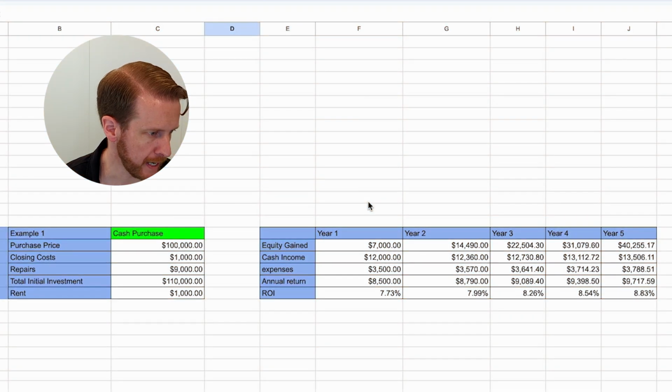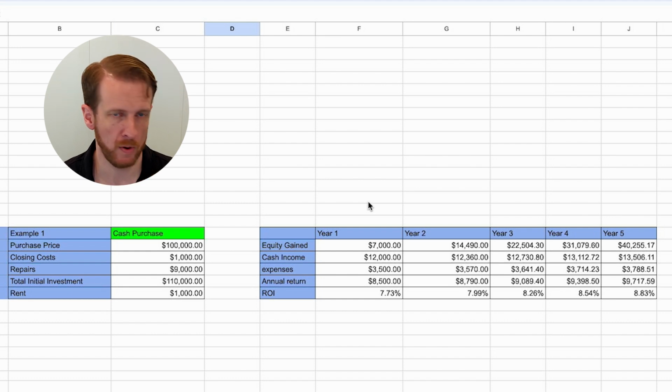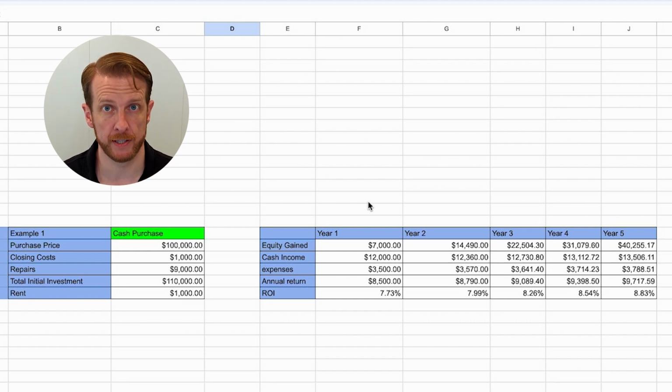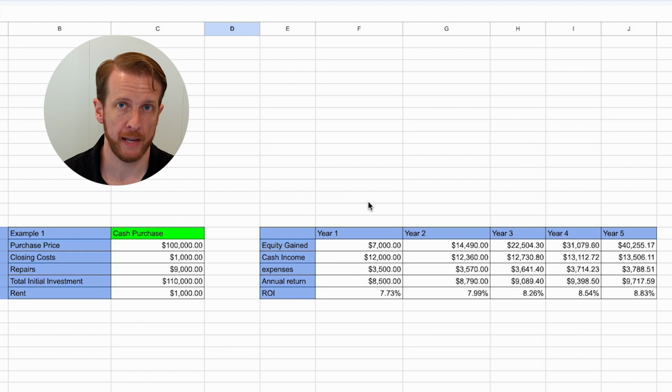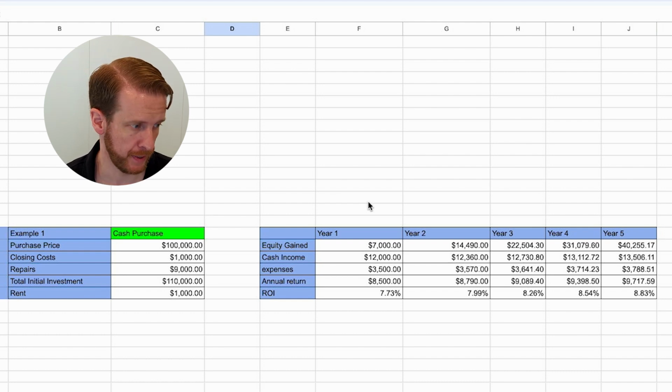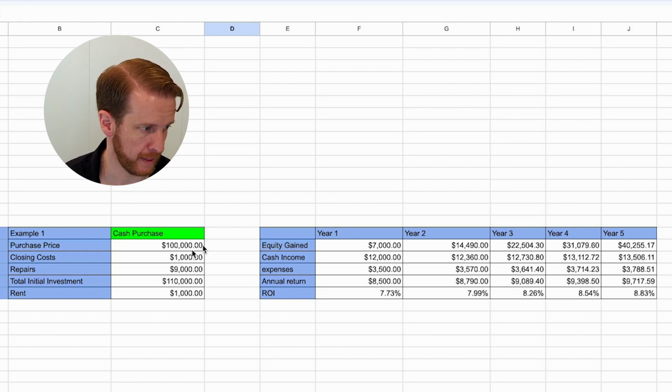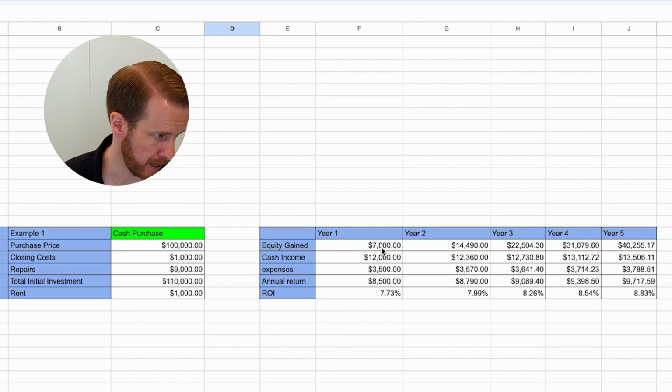All right, so as we get into this property, we're gonna assume that we bought this property cash. First of all, it's gonna take you a long time to save up the cash to buy this property because you got the closing costs. Let's just say $1,000, repairs, you got $9,000, and then total initial investment is $110,000, and your rental income is about $1,000 here.